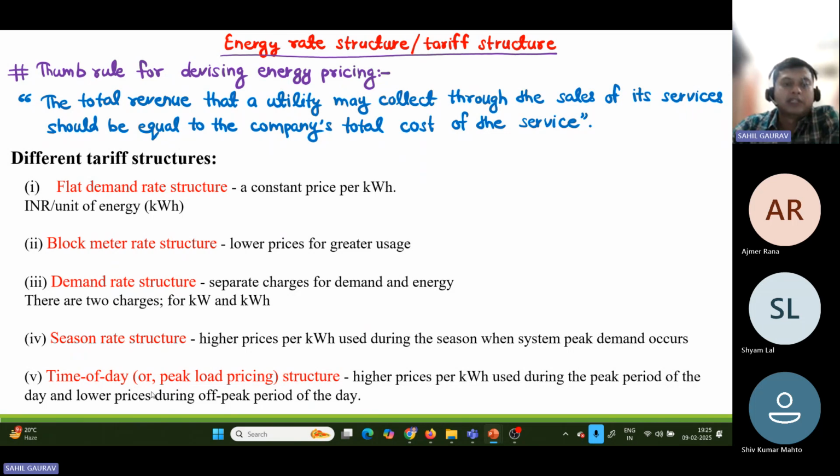And the fifth one is the time of day or peak load pricing structure. It is just similar to the seasonal structure. The difference is only that the seasonal structure is based on the seasons when peak demand happens, so higher prices occur during the season when peak demand occurs. In this time of day structure, it is based on the day. So we have higher prices during the peak period of the day and lower prices during the off-peak period of the day.